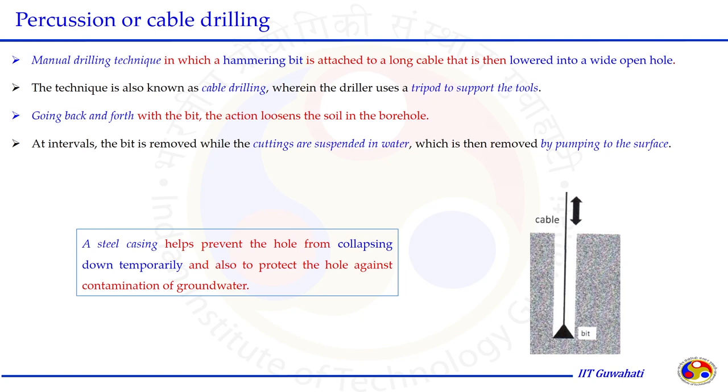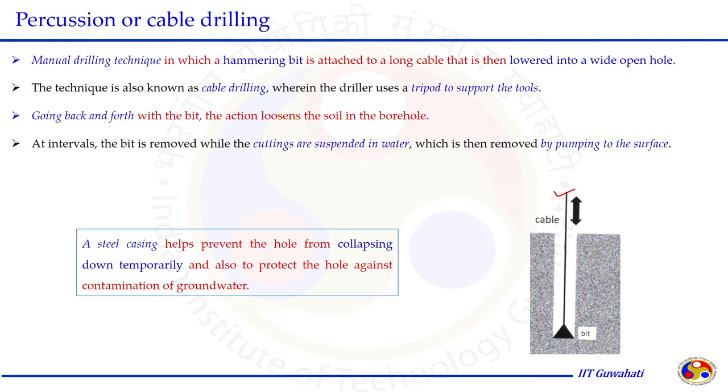The percussion or cable drilling is a manual drilling operation in which a hammer bit is attached to a long cable that is lowered into the hole. This technique is implemented by a back and forth motion that loosens the soil in the borehole, and those cuttings are suspended in the water and removed to the surface. This technique is also known as cable drilling because the cable is used.